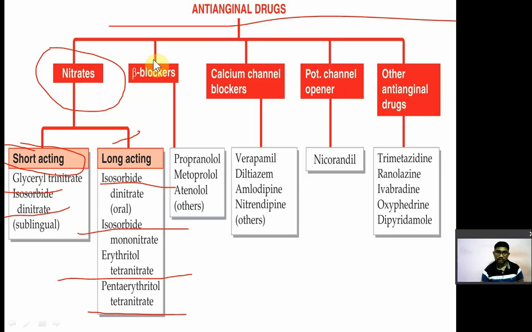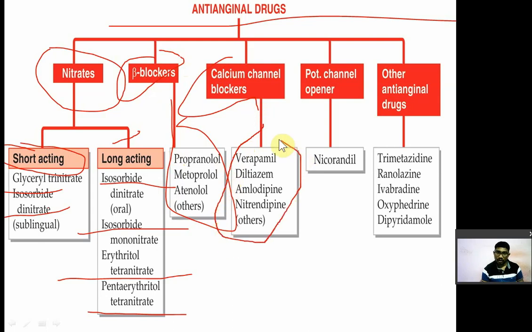Now the second class is the beta blockers, the beta adrenergic blockers. For example, propranolol, metoprolol, atenolol, and other drugs. And the third class is calcium channel blockers. In that you have verapamil, diltiazem, amlodipine, nitrendipine. Amlodipine and nitrendipine are dihydropyridines, and they are mostly used in the treatment of angina pectoris. Nimodipine, amlodipine, nitrendipine, these kinds of drugs are mostly used. Verapamil and diltiazem are seldom used.